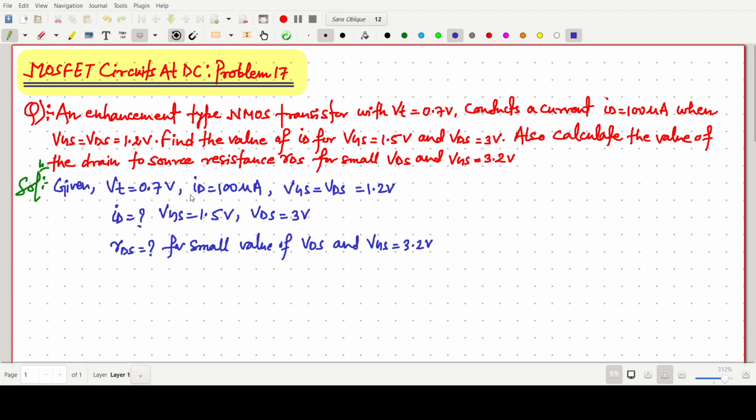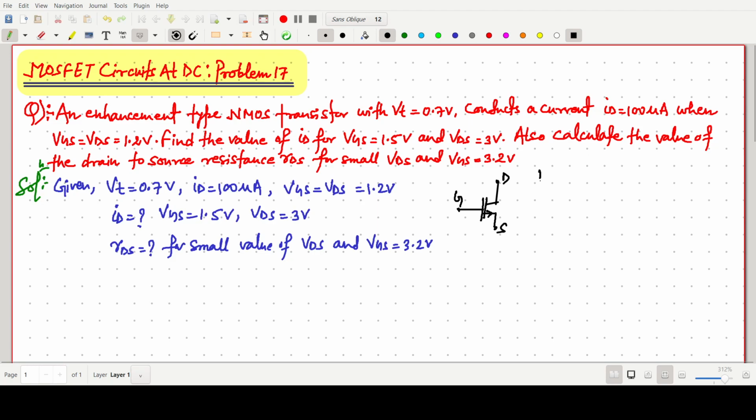In the question, first we have to identify in which region the circuit is operating. Suppose there is an NMOS, gate is there, drain is there, source is there. In the first case everything is given, and in the second case we have to find ID, but we don't know the process transconductance parameter, so that we have to find.